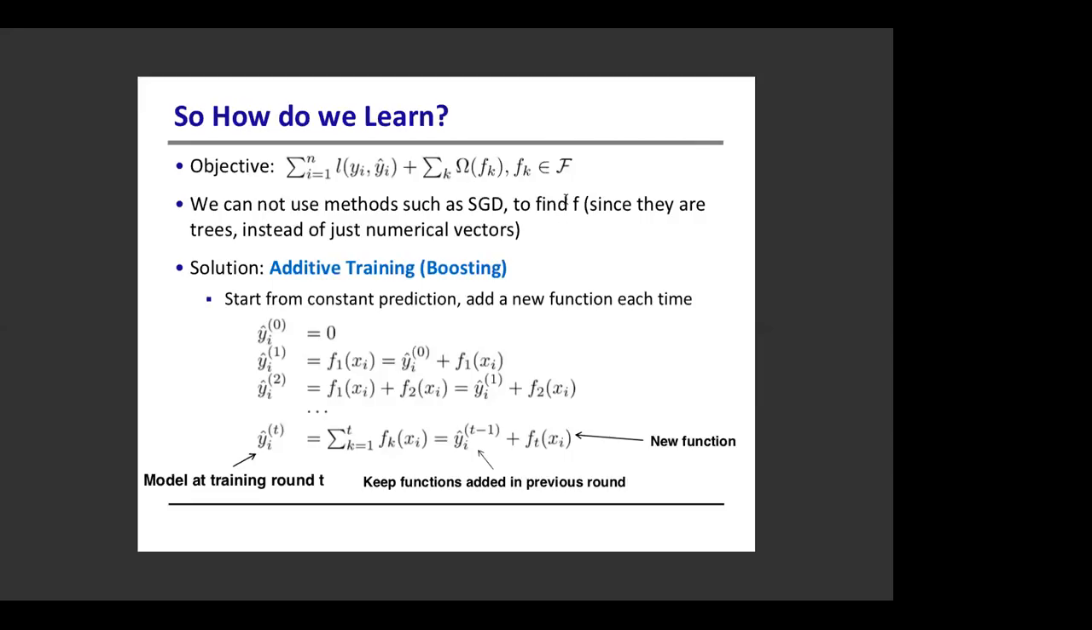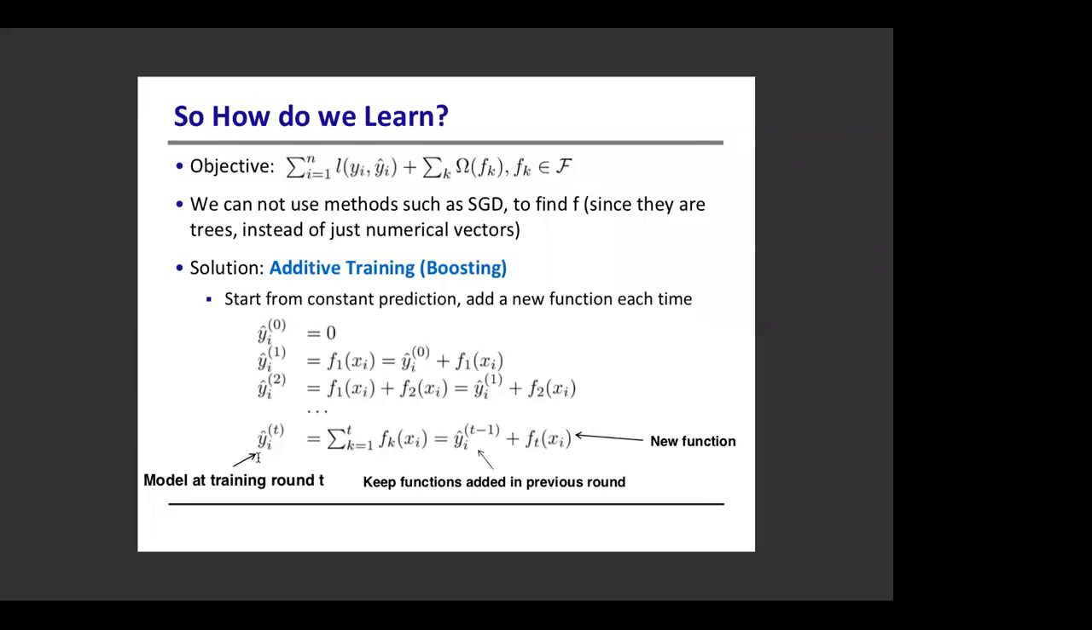So the idea is to use boosting or additive training. We start from a constant prediction and add a new function at a time, meaning we add a new tree at a time. Imagine that initially we have no trees, therefore there is no prediction. Then we have one tree, and this tree has given us some prediction, okay? When we have one tree, there's no prediction from the previous one. Now when we have two trees, there's a prediction from the second tree added to the prediction from the first tree.